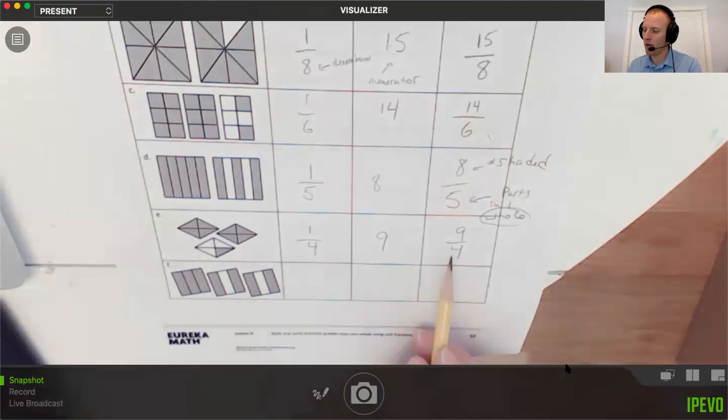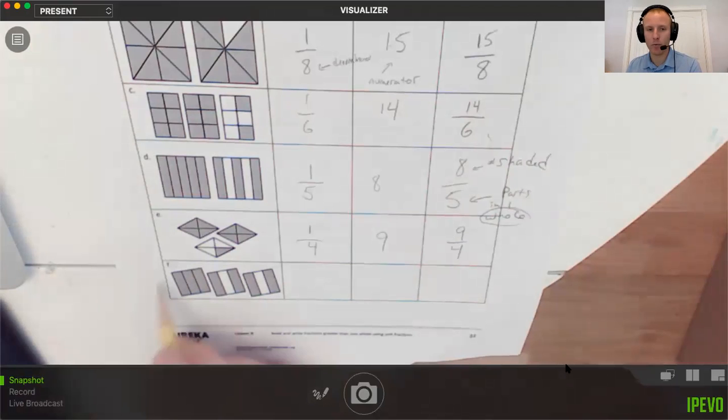Again, if the numerator is less than the denominator, that means we have less than one whole. If the numerator is equal to the denominator, we have one whole exactly. And if the numerator is larger than the denominator, then we have more than one whole.